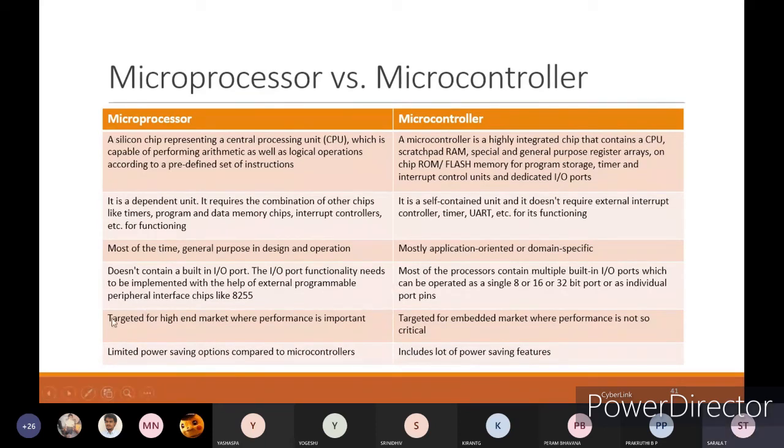A microprocessor has limited power saving options compared to the microcontroller. The microcontroller includes a lot of power saving features, because with a microprocessor you have so many external peripherals to control and function with external devices. You need to have a power supply for all the external devices, so the power saving option will be very little compared to the microcontroller.